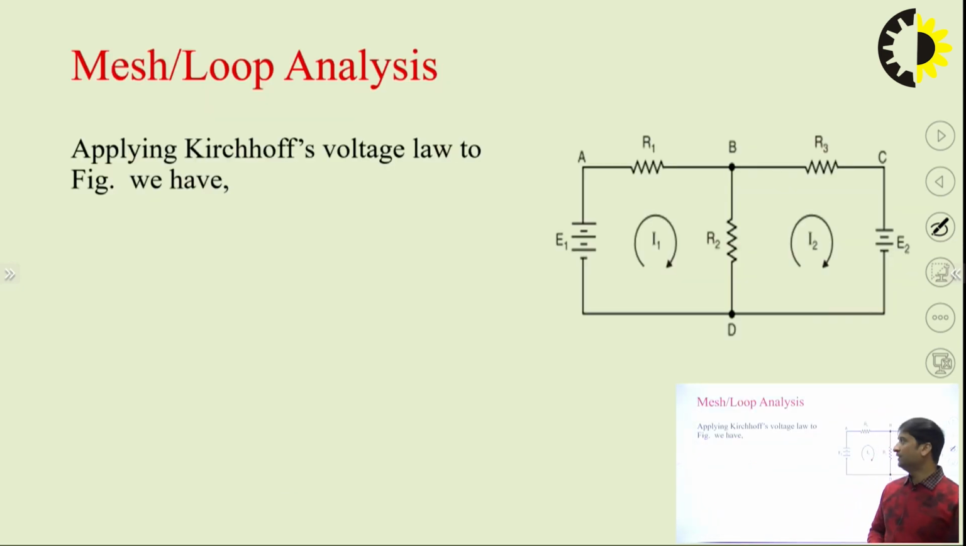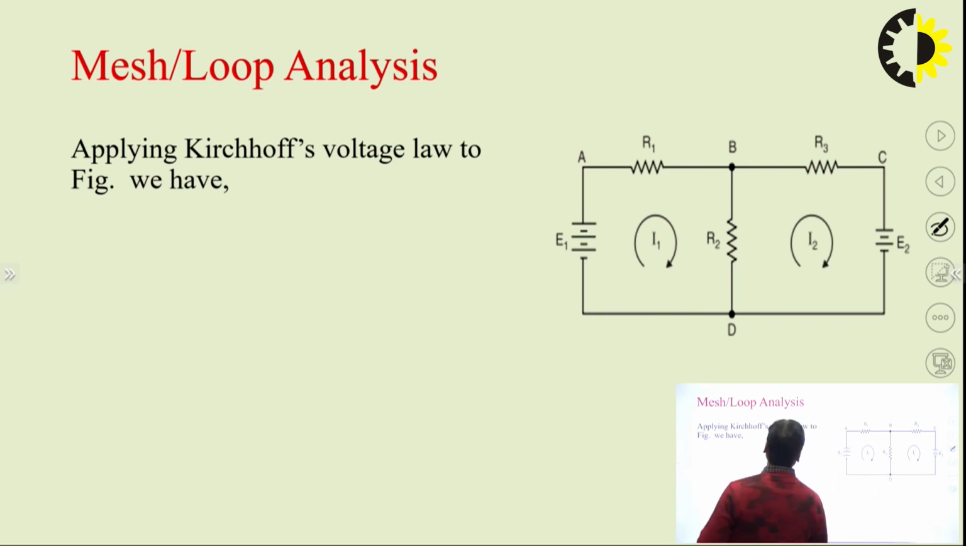So you can see that in this topic we have the mesh and loop analysis. So first we take the case of the mesh and loop analysis. First of all we have to understand what is the difference between the mesh and the loop. The mesh is the smallest loop in our circuit, meaning inside a mesh there will be no loop. So mesh is the smallest loop of the circuit.